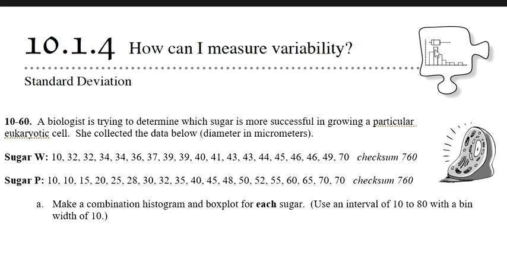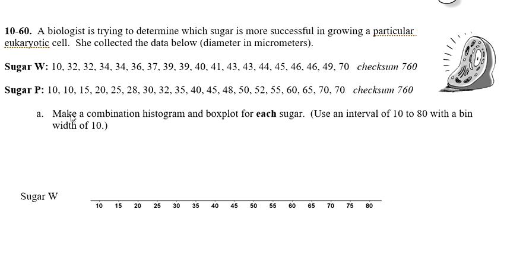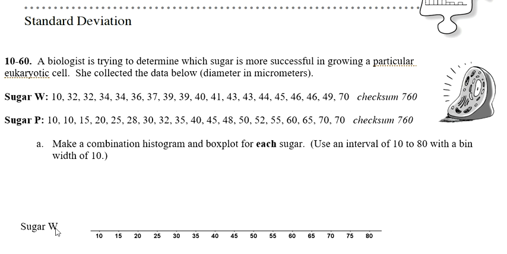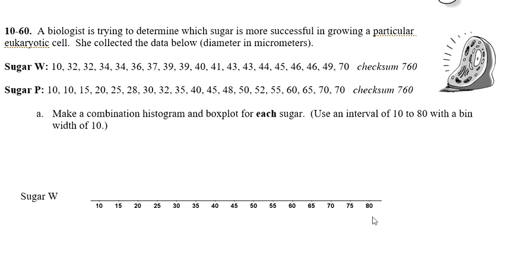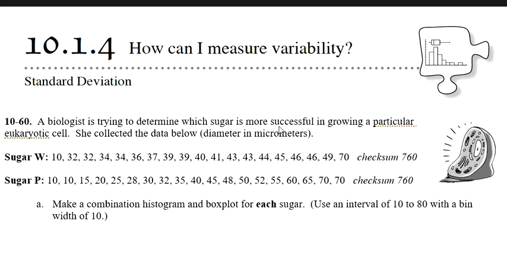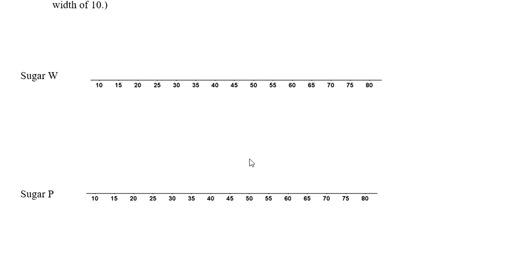So again, this is what a histogram looks like when we're producing it for sugar W and then for sugar P. Once we've got our bins set up and we've counted how many sugars go in each particular bin, we need to scale this up appropriately and draw the bars in for the histogram. Right below that, there's enough room for you to also include a nice little box plot so we can see the minimum, Q1, the median, Q3, and the maximum value. We're going to put the histogram on top and the box plot down below. So that's question 60.